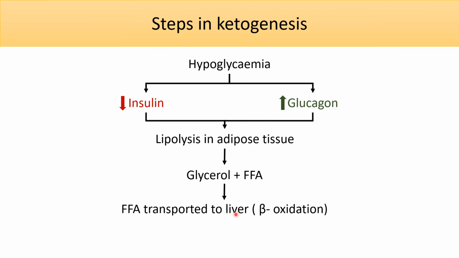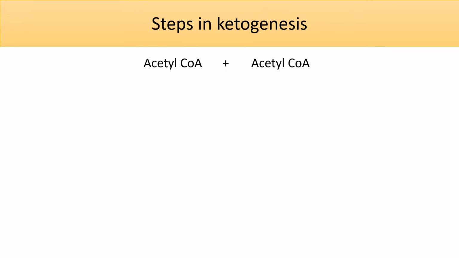Now it has reached the liver. Within the liver, this free fatty acid will enter the mitochondria and undergo beta oxidation. That is, the free fatty acid will get catabolized. When you break down free fatty acid, you will get multiple acetyl-CoA. This acetyl-CoA is a precursor for synthesis of ketone bodies. So now we are seeing how hypoglycemia will result in increased acetyl-CoA concentration within the mitochondria of the liver.